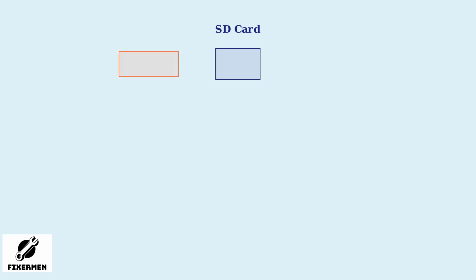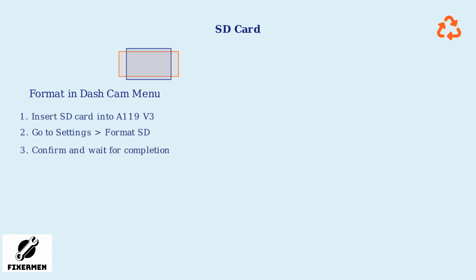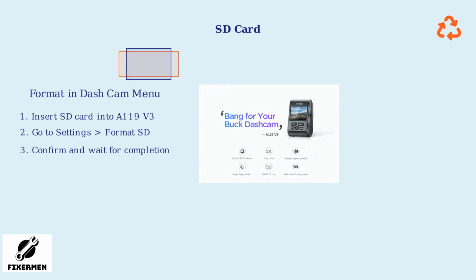Formatting the SD card can resolve file system errors that prevent the Viofo A119 V3 from recognizing it. This process erases all data and sets up a fresh file system structure. One way to format is directly through the dashcam's menu. Power on the A119 V3, navigate to the Settings menu, and select the Format SD card option. This method ensures compatibility with the device's requirements.